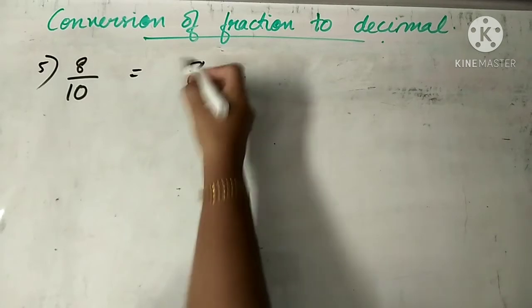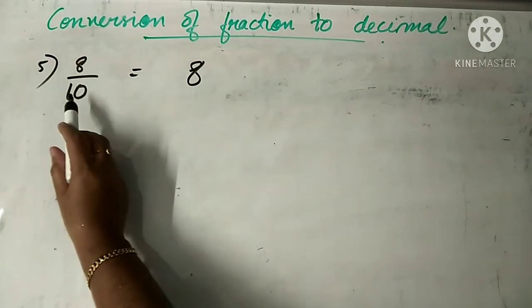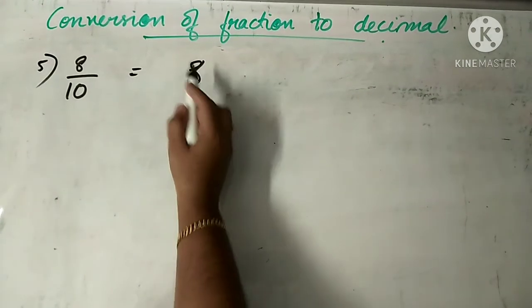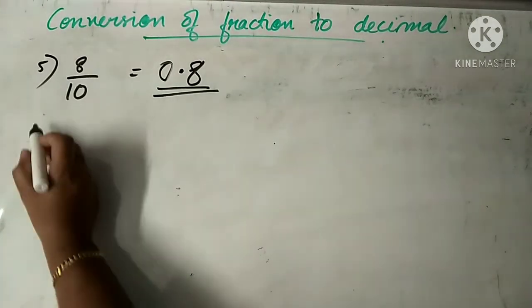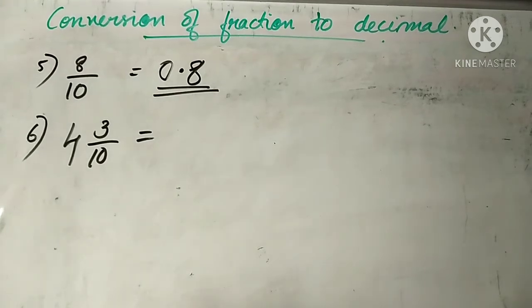Fifth question, 8 by 10. We write the numerator, then count the number of 0. Here only 1 zero. So after 1 number, we put the decimal point. So the answer is 0.8.